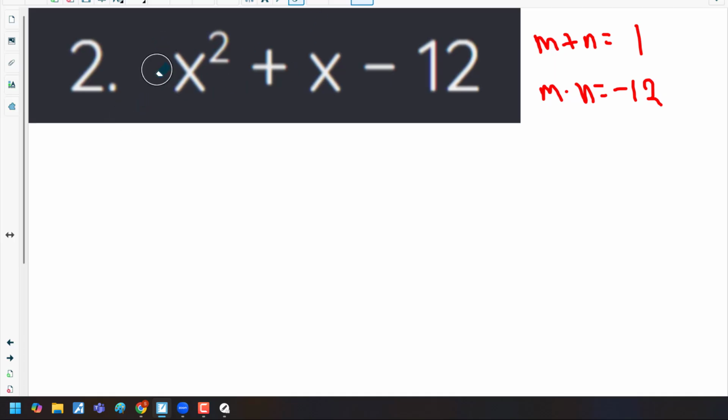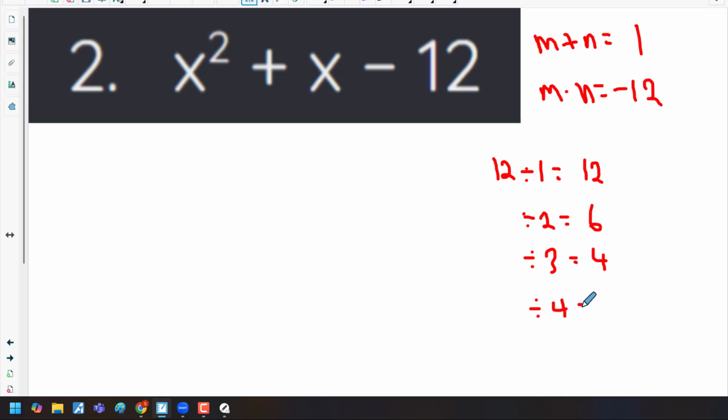All right, now that we have our two equations, m plus n and m times n, we are going to look at that 12. And to get factors, we don't care if it's positive or negative, that doesn't matter. So what we're just going to do is 12 divided by 1, which equals 12. Divided by 2, which equals 6. Divided by 3, which equals 4. Divided by 4, which equals 3. Now we don't need to continue and do divided by 5, 6, 7, 8, 9, 10, 11, 12. Why? Because look, the numbers are repeating. We have 3 and 4, and we have 4 and 3. That means these are all the possible factors of 12. 1 and 12, 2 and 6, 3 and 4.